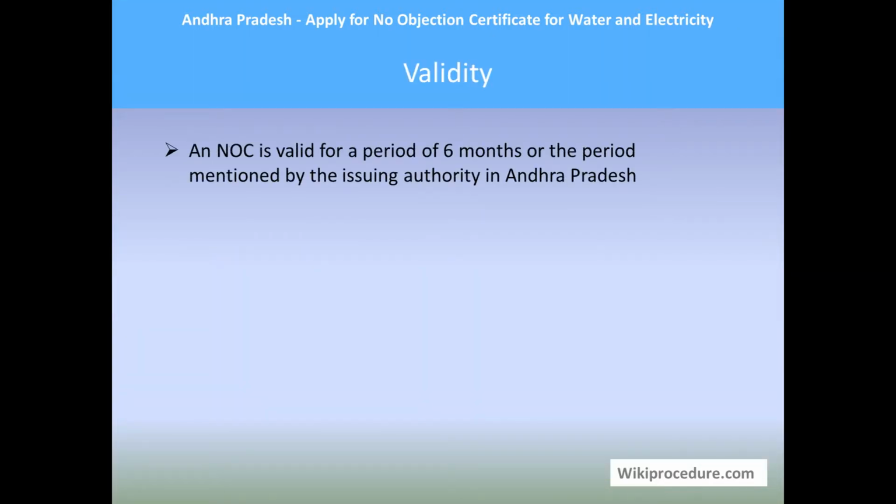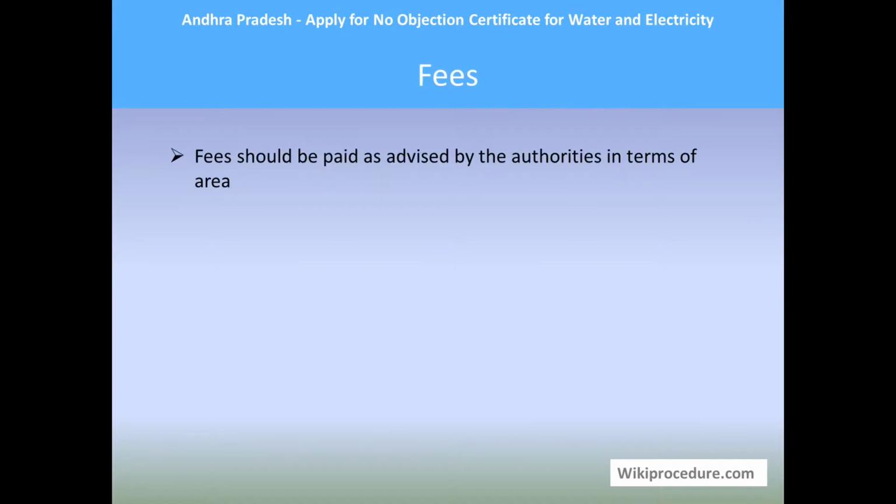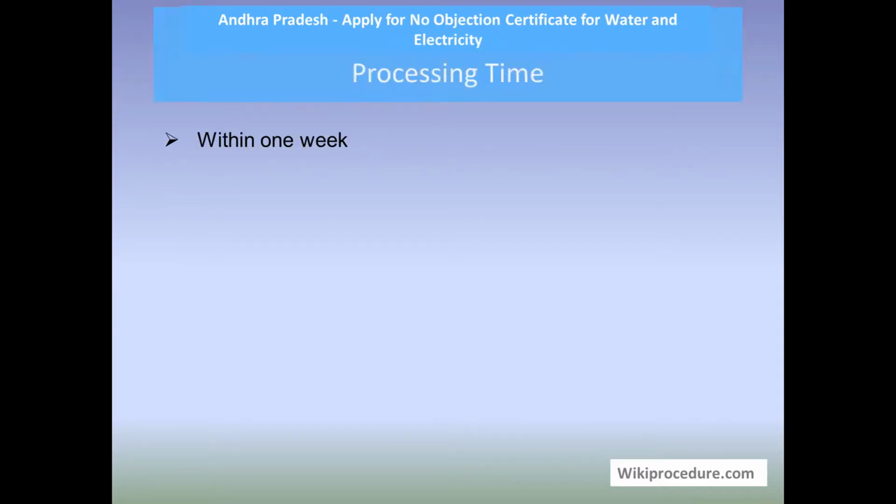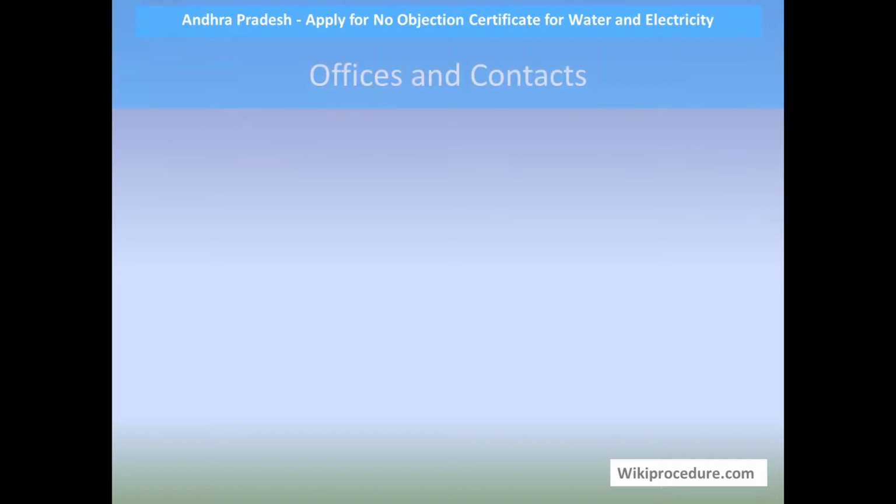Validity: the NOC is valid for a period of 6 months or the period mentioned by the issuing authority in Andhra Pradesh. Let us see the fees. Fees should be paid as advised by the authorities in terms of the area for which they apply. Processing time: within 1 week you will get this NOC.